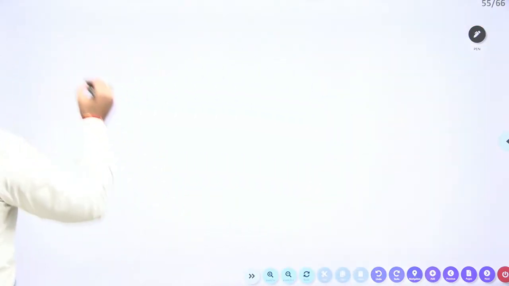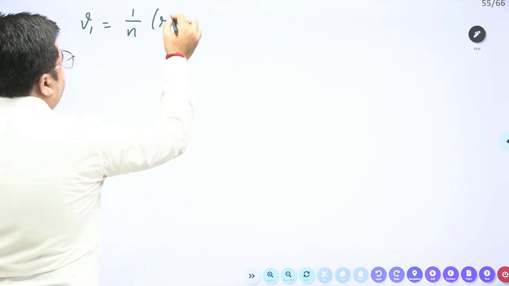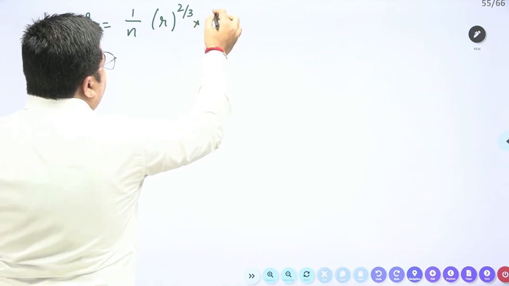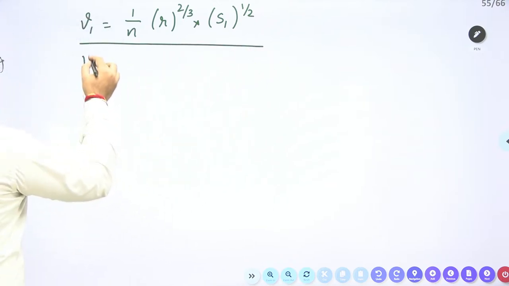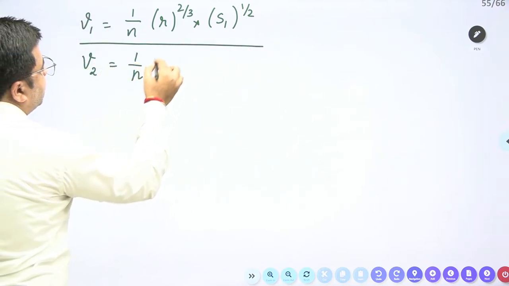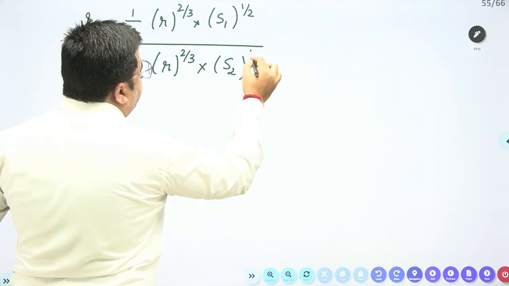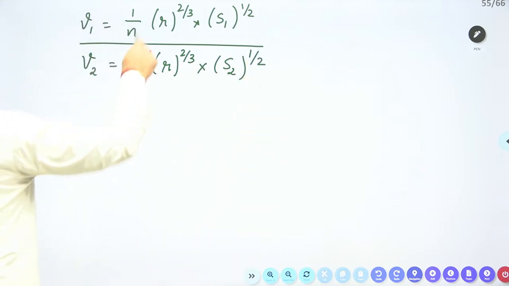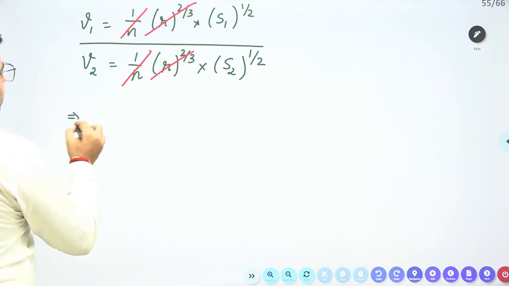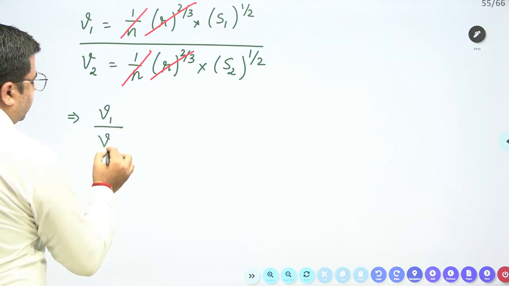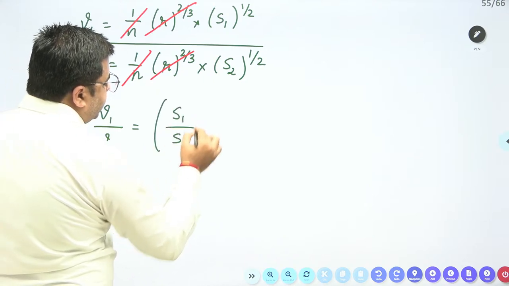So we can write V1 is equal to 1 upon n into R raised to the power 2 by 3 into S1 raised to the power 1 by 2. Similarly, V2 is equal to 1 upon n into R raised to the power 2 by 3 into S2 raised to the power 1 by 2. So this 1 by n cancels out. This R and R cancel out. So we have the expression V1 by V2 is equal to S1 by S2 raised to the power 1 by 2.